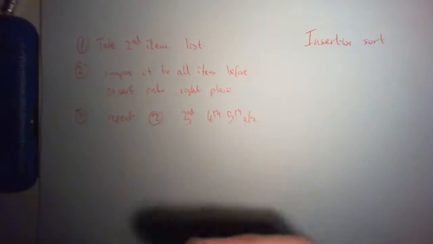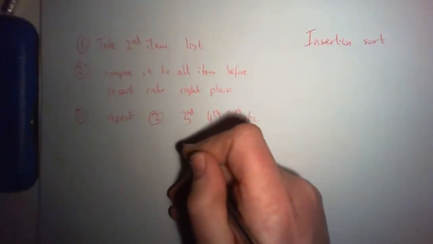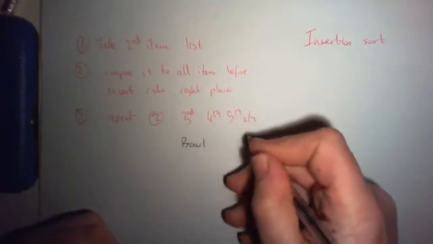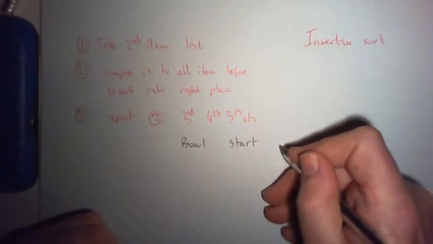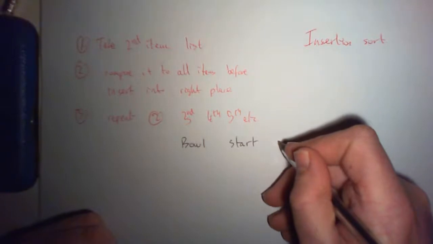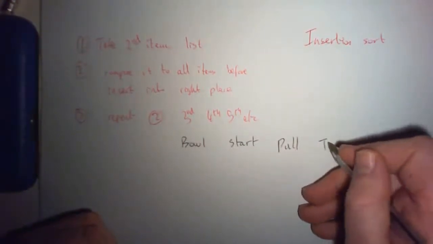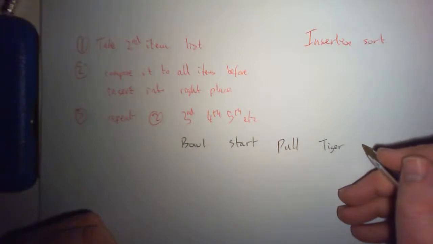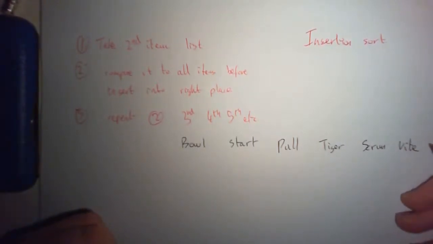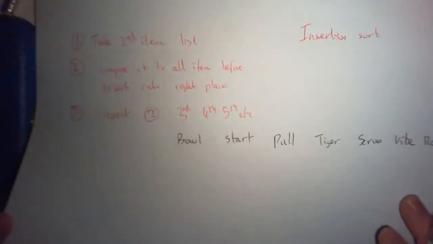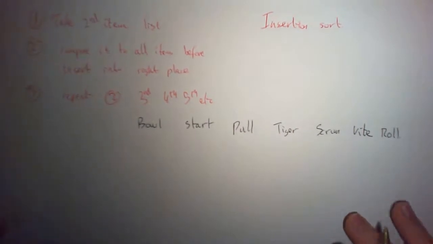So, listen, the easiest way to do that is, let's give it a go. So, let's see: bowl, star, pull, tiger, let's see, scrum, kite, and roll. So I want to put these into alphabetical order using an insertion sort.